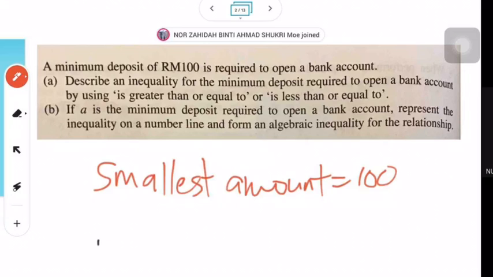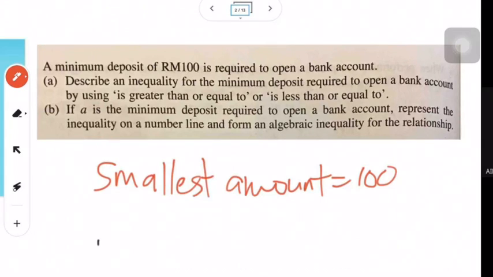So the smallest is 100. You can deposit 101, 102. Let's say we want a whole number: 101, 102, 103 and so on. Can you deposit 99 ringgit? No, cannot. So you must have 100 ringgit to open a bank account.